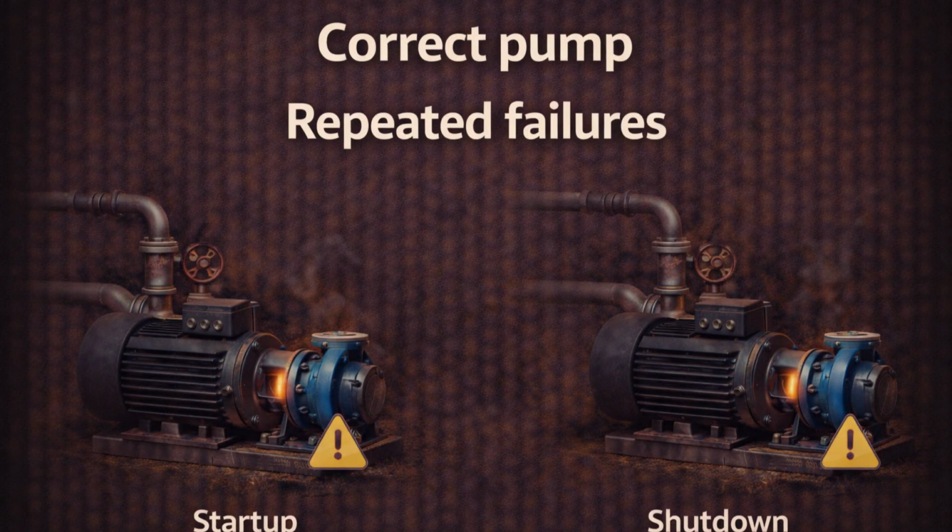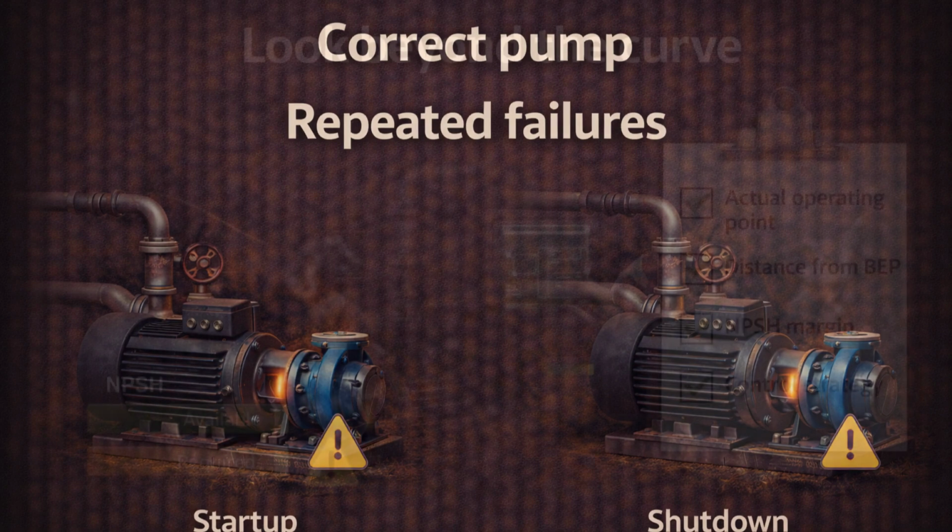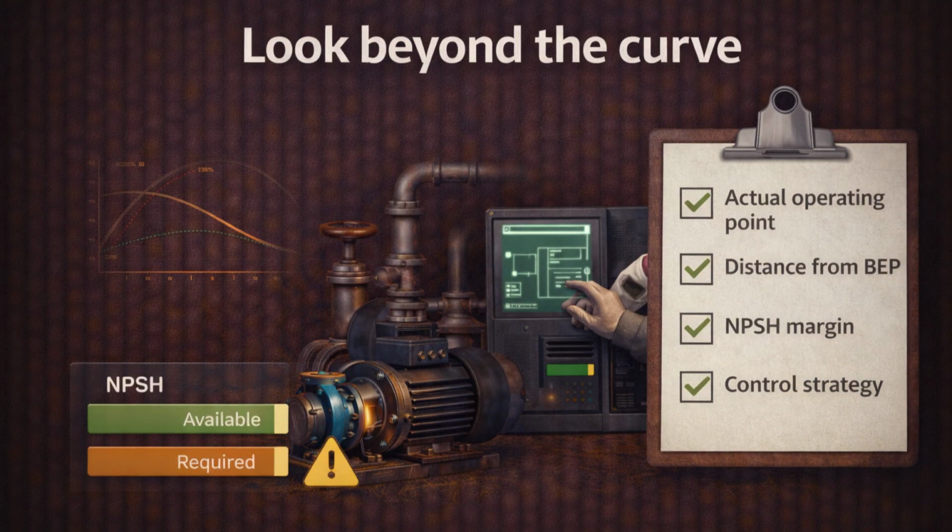This is why replacing the pump rarely solves the problem. The new pump fails the same way. Because the system, not the pump, is unchanged. So instead of blaming the pump, engineers need to look beyond the curve.